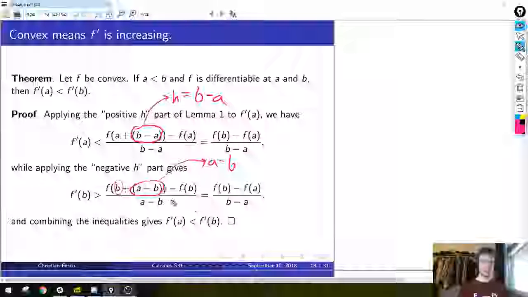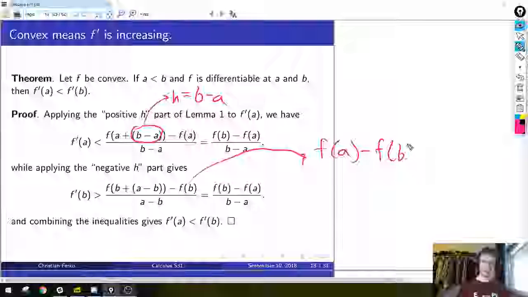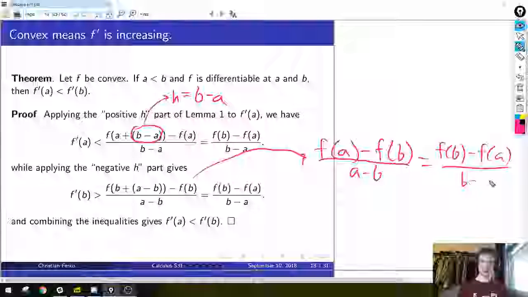B plus a minus b. Oh, yes, this is right. I skipped a step here, but as you see, I thought I typoed for a moment, but then I realized that I was just being clever. You can see that this is, of course, f of a minus f of b over a minus b, but the skipped step is multiplying top and bottom by minus 1. So of course we can do that. If you multiply by minus 1 on the top, you get f of b minus f of a, and minus 1 on the bottom gives you b minus a.